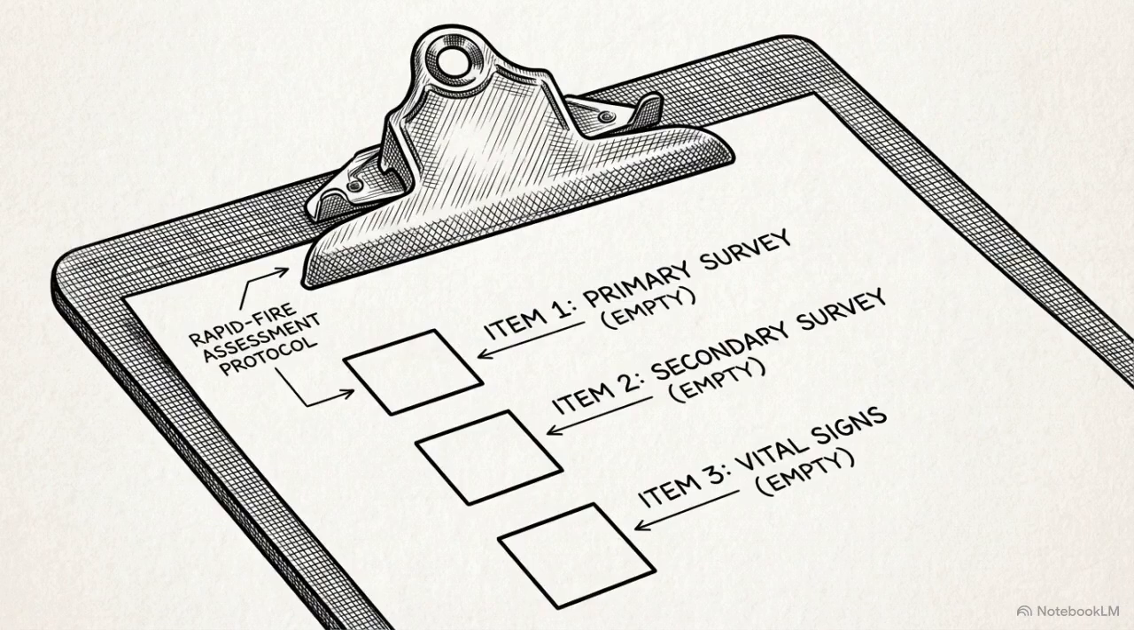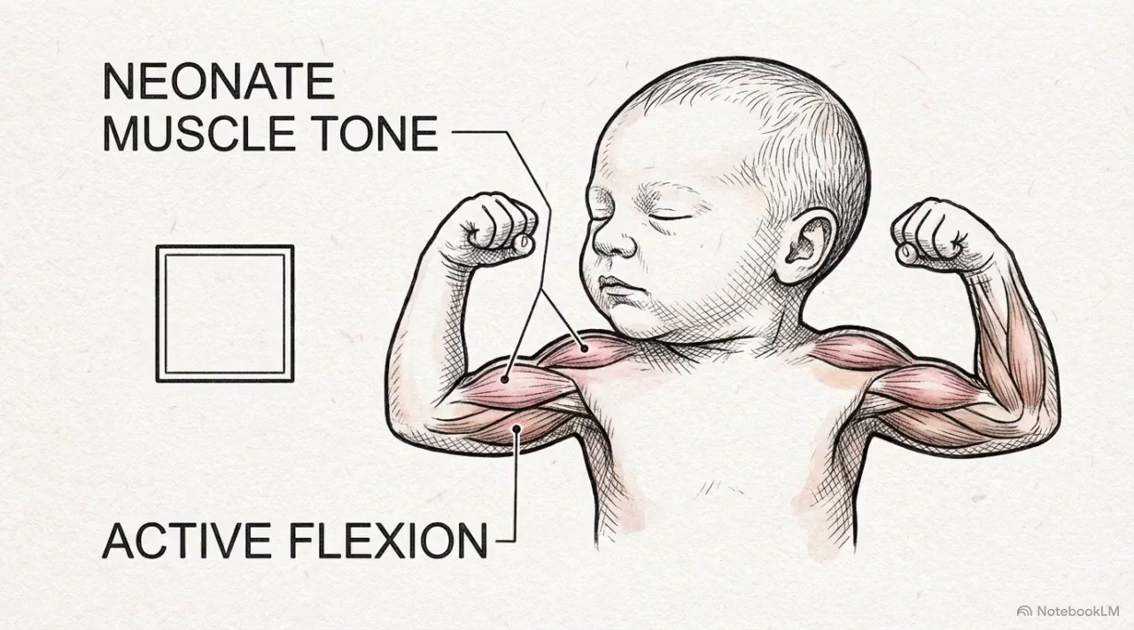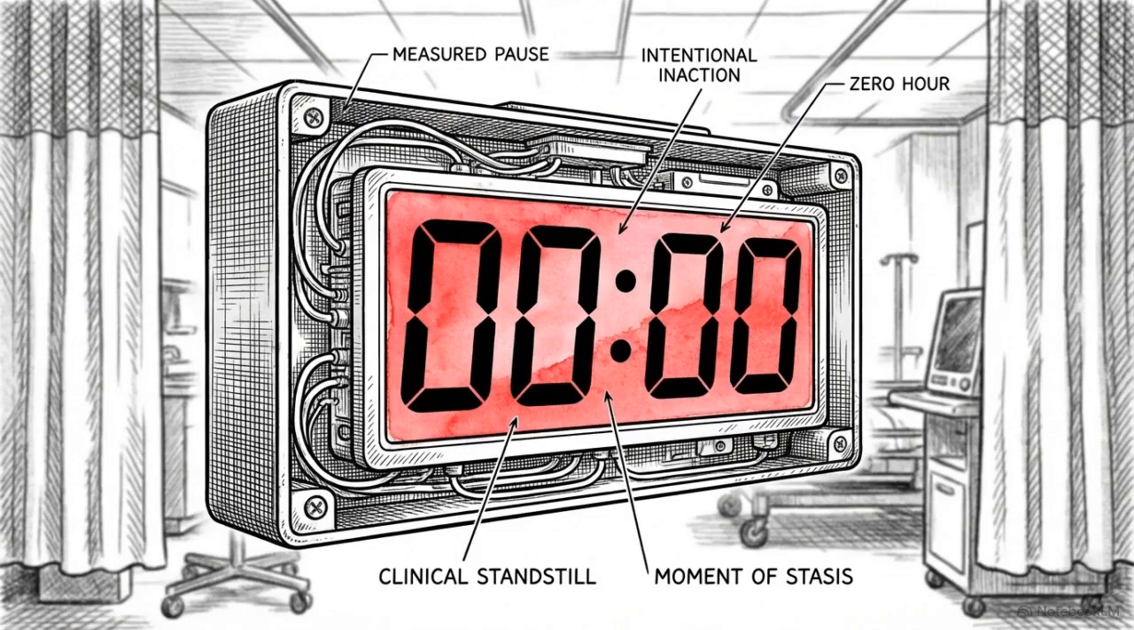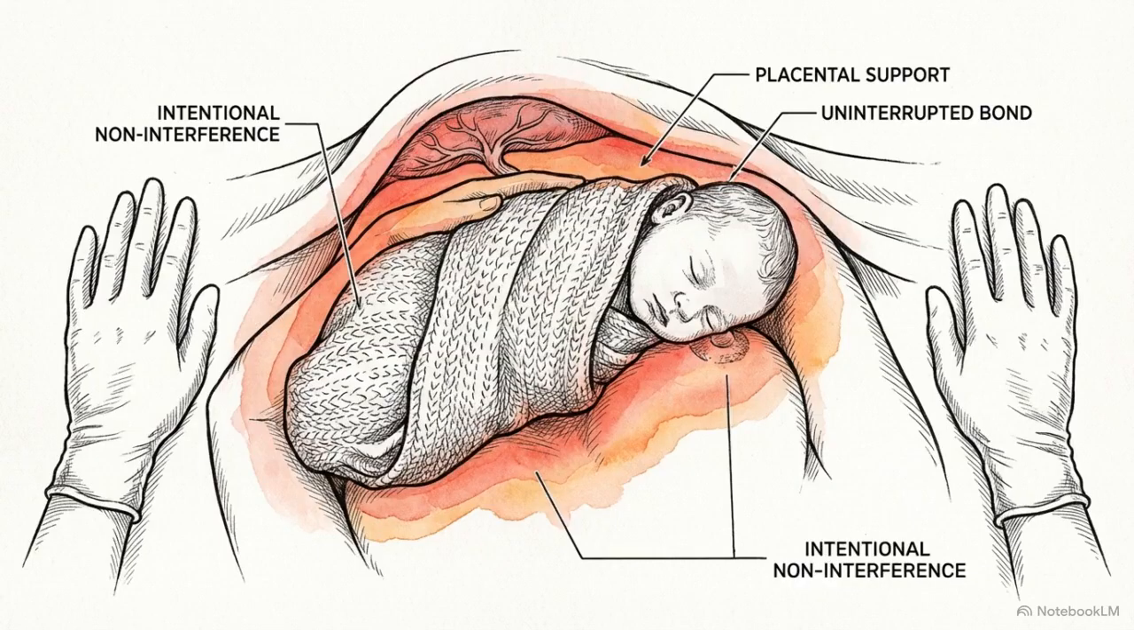Once the cord is managed, the pre-ventilation window hinges on 3 rapid-fire assessment questions. Is the infant term gestation? Is there good muscle tone? Are they breathing or crying? If the infant is not actively failing these checks, the most effective initial resuscitation is measured in action. The first minute prioritizes uninterrupted placental support.